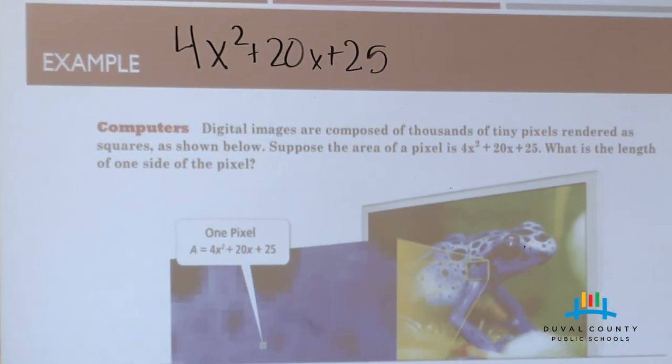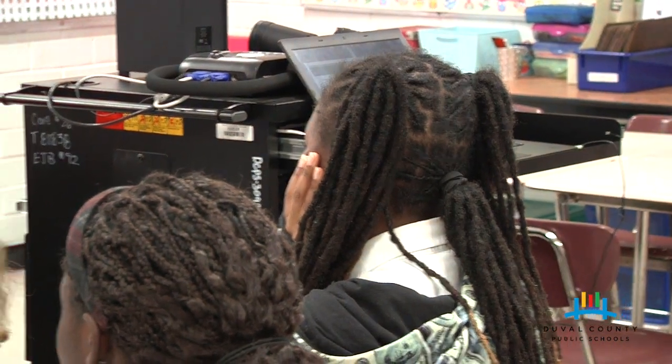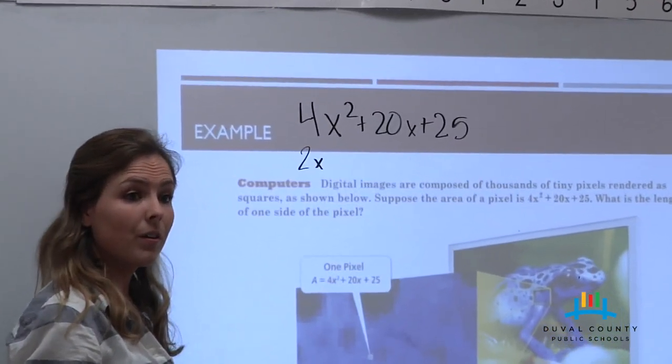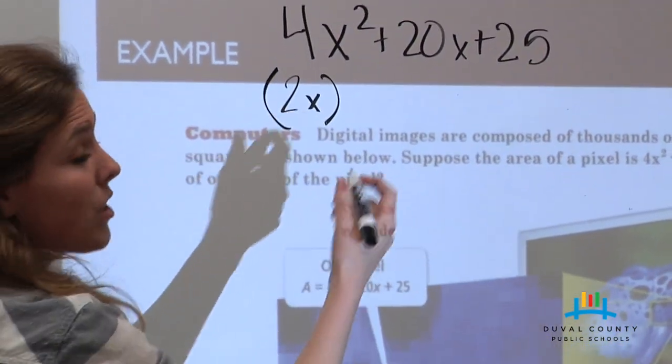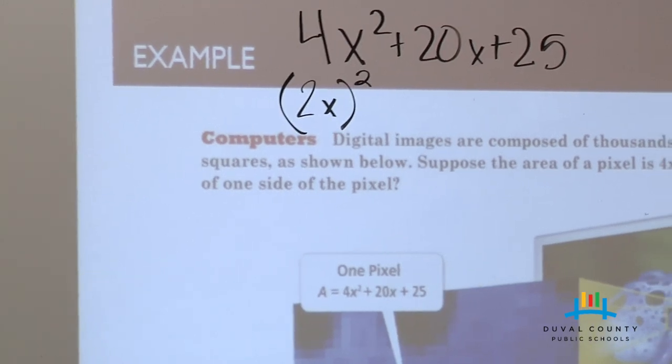You can write it as 2x times 2x. 2x times 2x, which is the same thing as 4x squared. Or 2x raised to the second power, right? I'm squaring what's already in my parentheses.